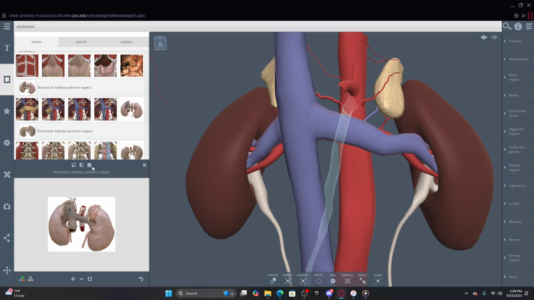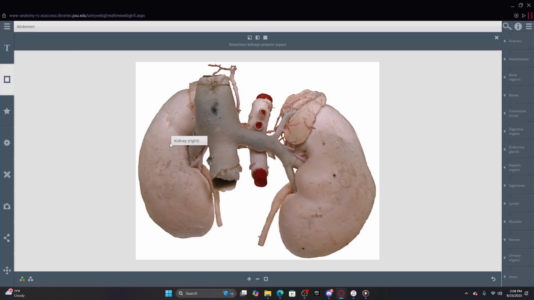So we're going to look at the anterior first, then we're going to move on to the posterior. So this is the anterior aspect of the kidney. So you're seeing your right, left kidney. You're seeing your inferior vena cava and turning into your renal veins, right? You see your renal pelvis turning into your ureter. And you also see your abdominal aorta.